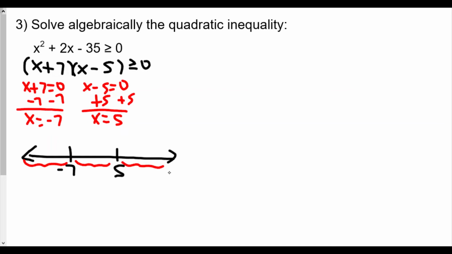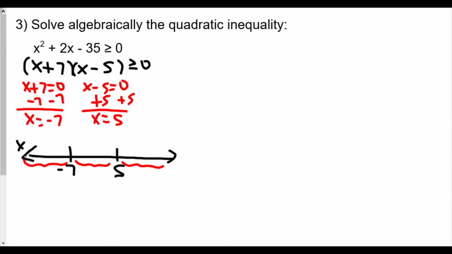This number line represents x. Really, this is the number line versus x. We want to figure out what values of x are going to make the expression x squared plus 2x minus 35 greater than or equal to 0. Some of those values could be negative, some could be positive. We don't know. We've got to figure out how to do this.